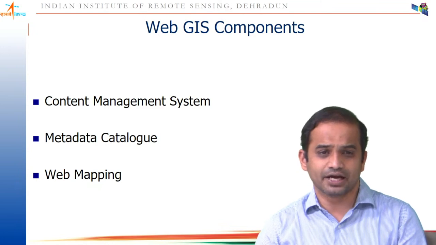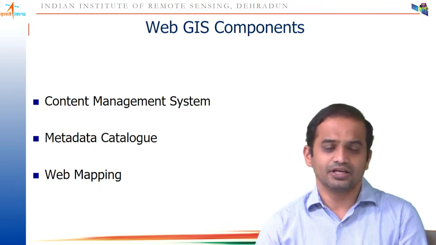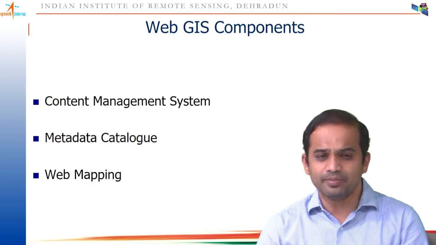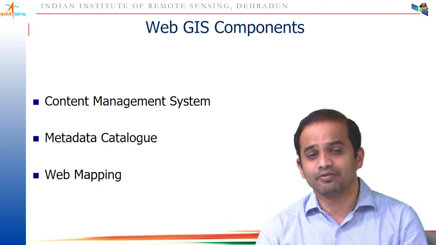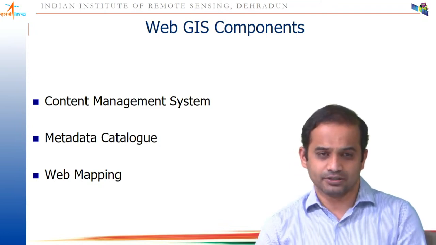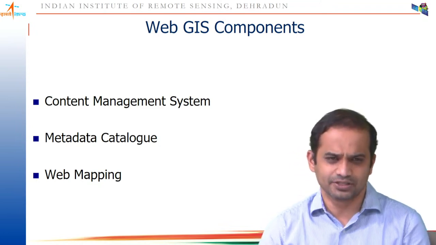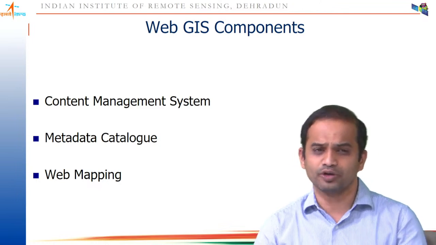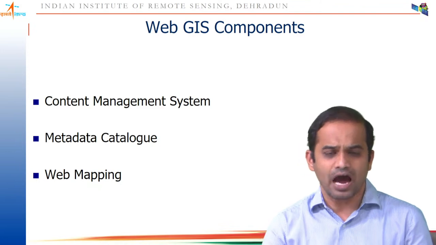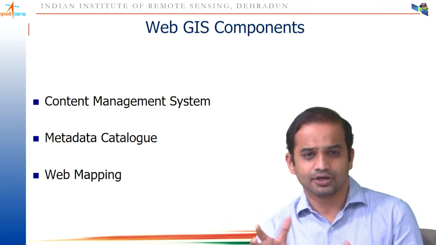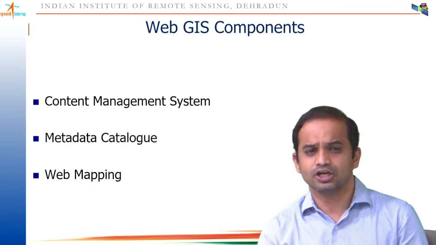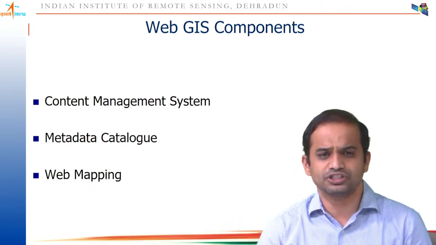A CMS, content management system, is a software package which enables you to dynamically update your website, in our case a WebGIS application, without doing any development. Suppose you want to add some layers, remove some layer, enable some functionality, or disable some functionalities, and you have a predefined theme or framework where you want to publish and create an application. In that kind of scenario, a CMS helps.